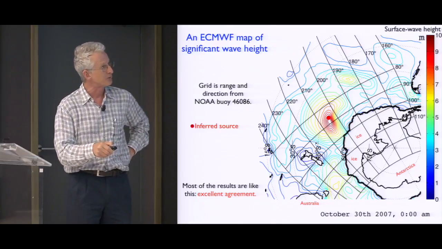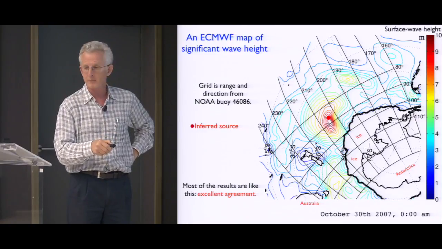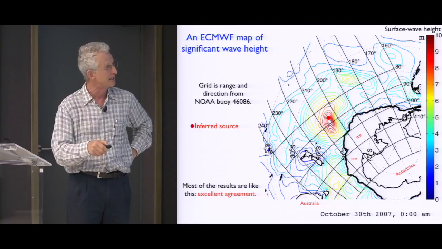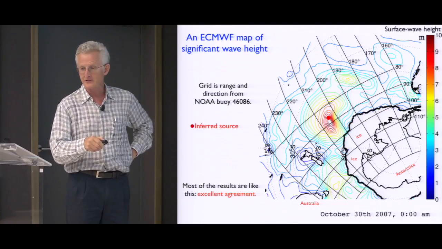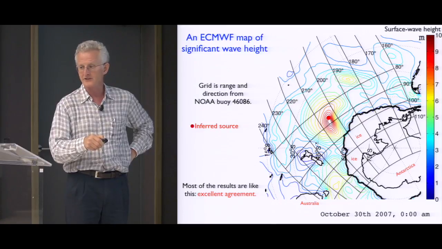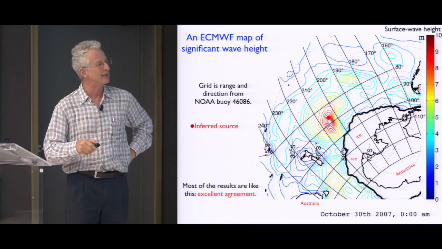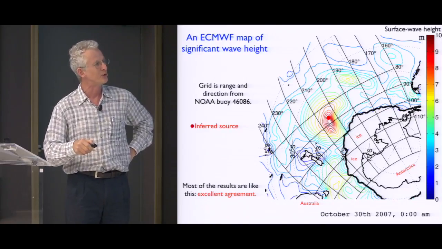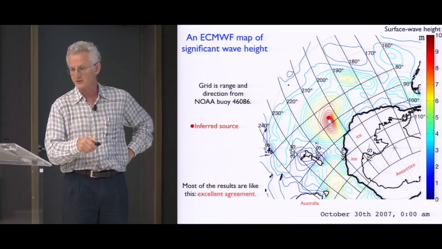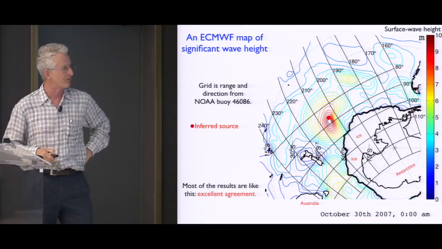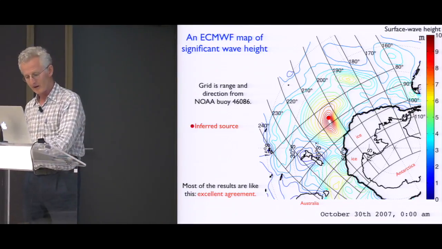And most of the examples that Bazile looked at were exactly like this. The inferred source we got from making measurements off the coast of California was here at the red dot, and it was generally right in the middle of the ECMWF forecast. An amazing agreement, in my opinion, because there's no way that this particular buoy knows anything about the ECMWF forecast and vice versa. These are two independent measurements of the same thing. So excellent agreement on the whole.